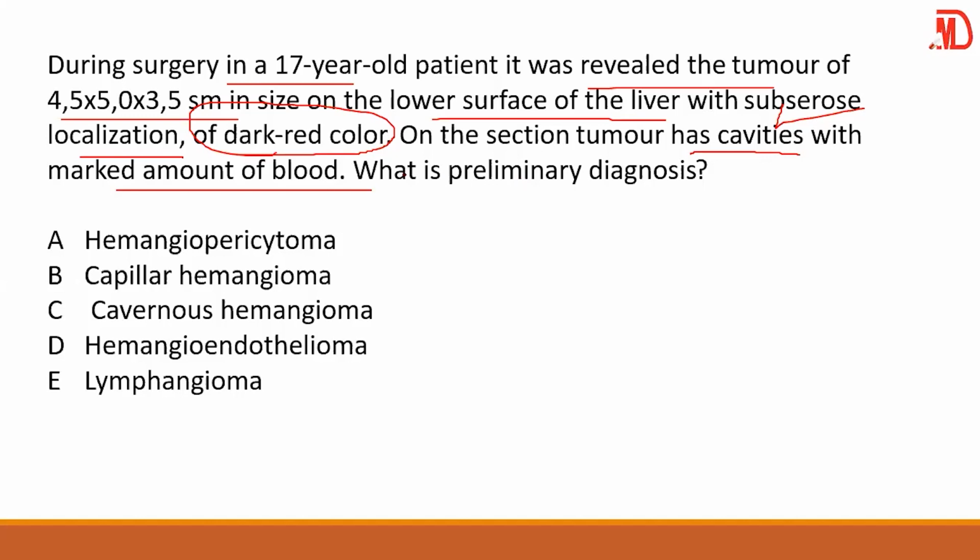But look at it. They say the surgery was done and it is found at the lower surface of the liver. Now, I don't understand why they said this is a cavernous hemangioma. Because if you refer to a cavernous hemangioma, most of the time you are referring to the brain. But this is not a tumor of the brain. It's a tumor on the lower surface of the liver. So I don't know why they said this is a cavernous hemangioma.